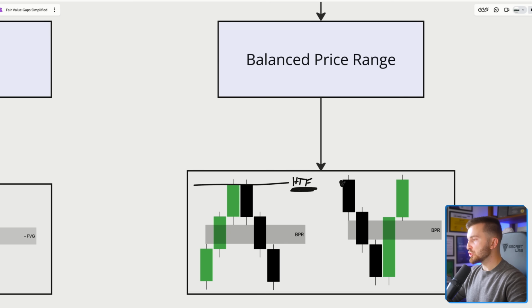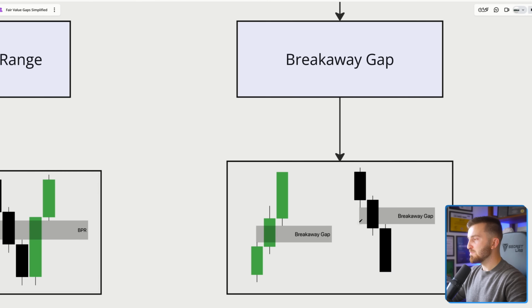The same thing happens when we start with a bearish fair value gap and that gets disrespected, and we have the move to the upside, creating the first candle low and the third candle high not meeting, giving us a balanced price range.